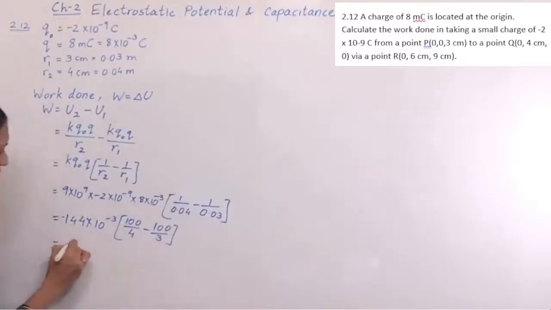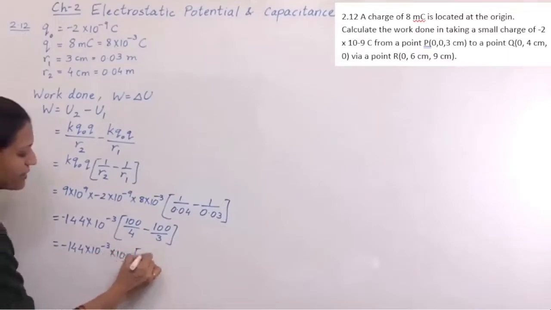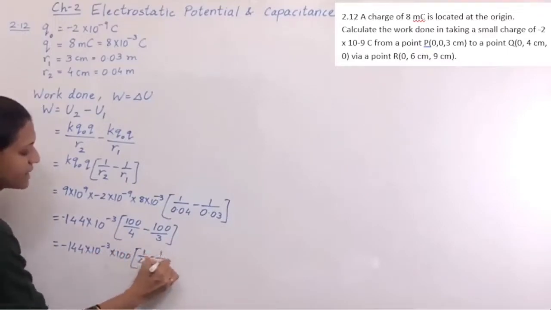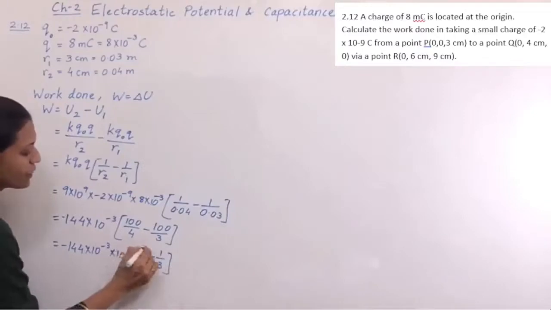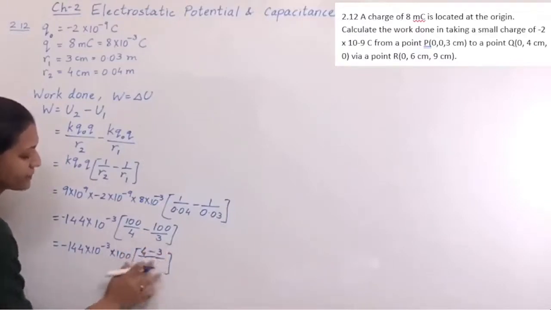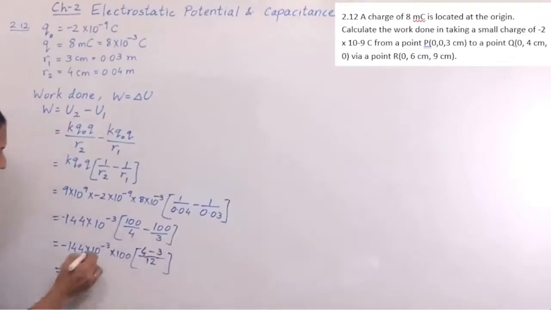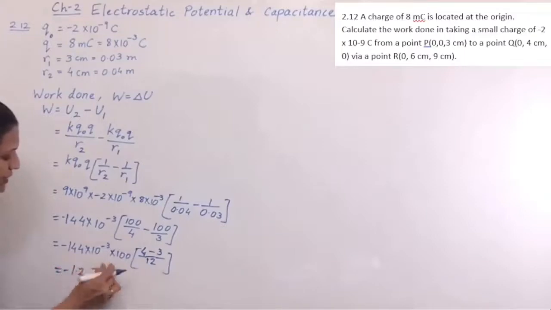So 144 × 10^-3, 100 can be taken out as common. So 10^2 or 100, (1 by 4 minus 1 by 3). That means 3 minus 4 by 12, taking the LCM of 4 and 3. So we will get 144 and 12 will get cut. Here -1 will remain. So the answer would be 1.2 joule. Right? So this is the answer.